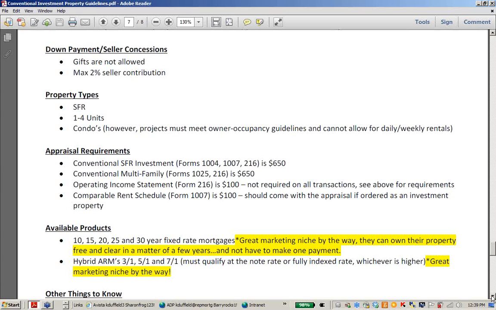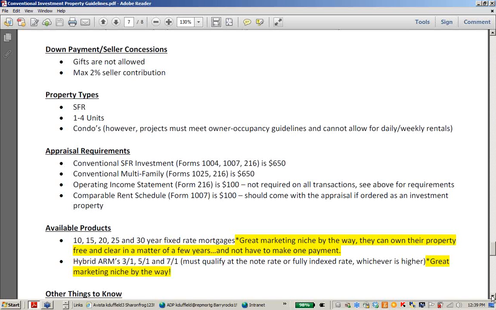Appraisal requirements. So you can order a conventional single-family investment appraisal. If you order it that way, you're going to get all 3 forms that we've talked about: the appraisal itself, the operating income statement, and the comparable rent schedule. But as we also discussed, you don't always need an operating income statement. So you may want to make sure that when you order the appraisal, they're not including an operating income statement, and that saves you $100.